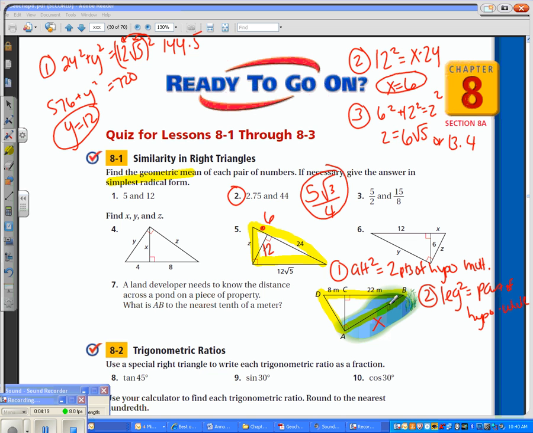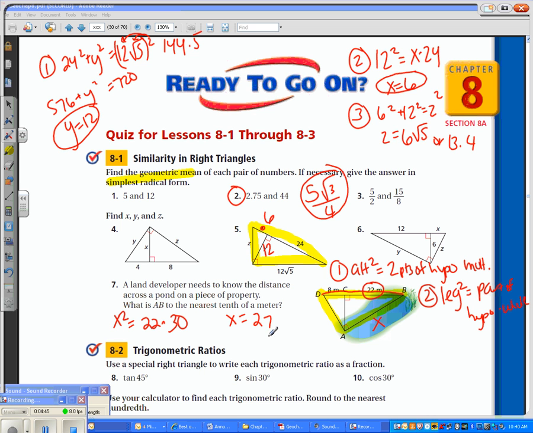We want to know what the leg is. So we're not going to use this shortcut. We're going to use a second shortcut, which is that the leg squared, so x squared, equals the part of the hypotenuse closest to it, which is 22, because this is the whole hypotenuse of the entire thing. So 22 is closest to x, times the whole thing, and 22 plus 8 is 30. You do that, and you should get that x equals 25.